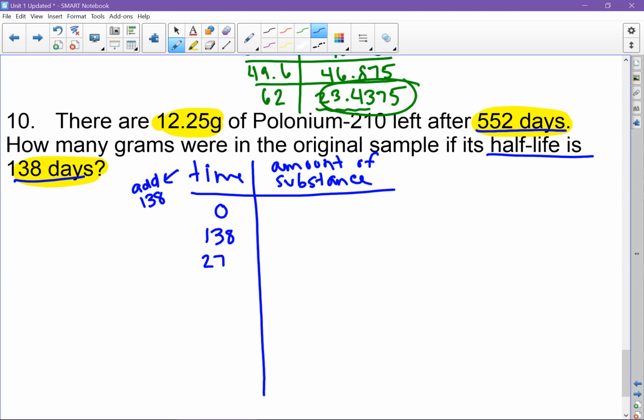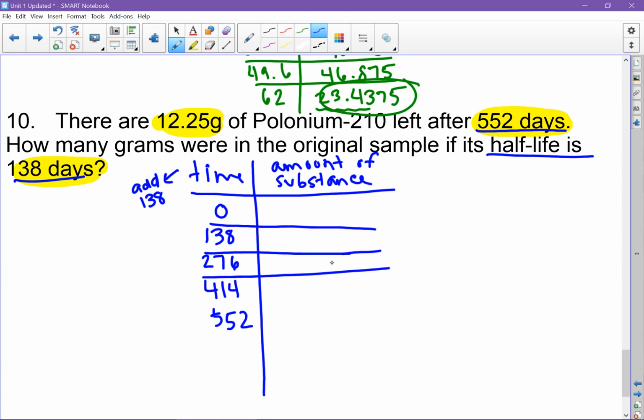So add 138 again, you get 276. Add 138 again, you get 414. Add 138 again, there's the 552. So we need to figure out the amounts for each of these places. Sometimes it's helpful if you do that. Okay. This one, the grams that we have, it says this many grams are left. That means that that is the amount at the end of the decay. The question says how many grams were in the original sample. That means we don't know the original or starting amount.